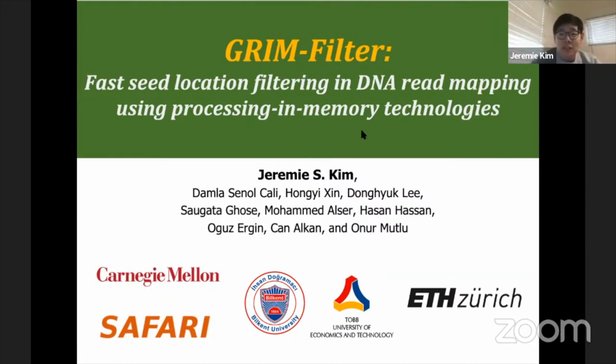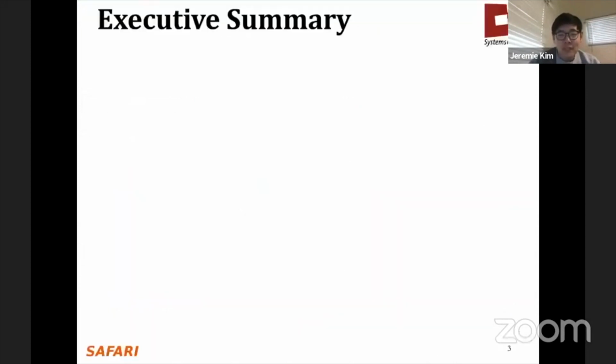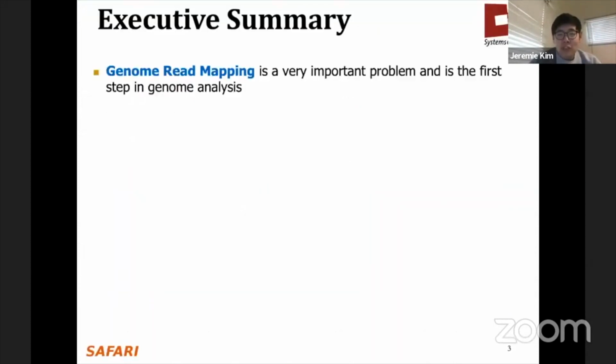Yeah, so I'll be presenting GRIMFilter, which is a fast seed location filtering mechanism in DNA read mapping, which uses processing and memory technologies. And this was presented at APBC and published in BMC Genomics back in 2018. So I'll begin with an executive summary.